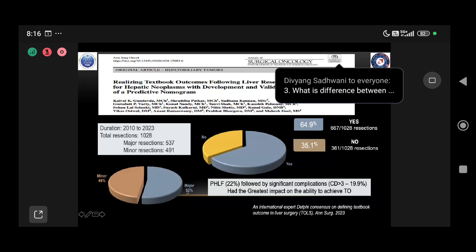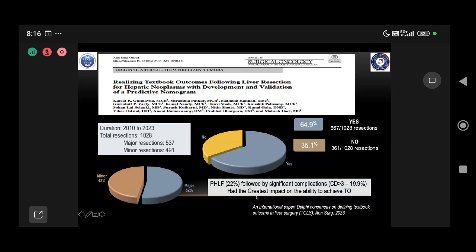The most important reason a patient cannot achieve a textbook outcome is PHLF, and this is still the most common cause of mortality in our setting. We want to get this to below 10 to achieve a zero mortality rate. The key is that up to PHLF-B we can manage. The moment a patient goes into PHLF-C and requires invasive ventilation and inotropic support, it's almost difficult. And we are not yet there to look at salvage transplant as an option in an Indian scenario.